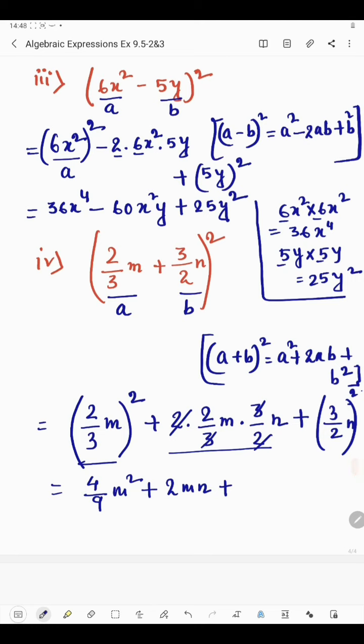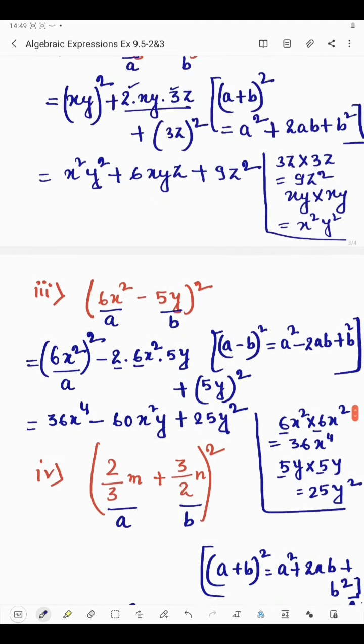Now (3 by 2n) whole square means 3 by 2n multiplied by 3 by 2n. So if you multiply the coefficient, then 3 multiplied by 3 is 9 in the numerator and 2 multiplied by 2, 4 will be in the denominator, and n into n is n square. So it will be 4 by 9 m square plus 2mn plus 9 by 4 n square. So in this way we will find the square using identities. Thank you students.